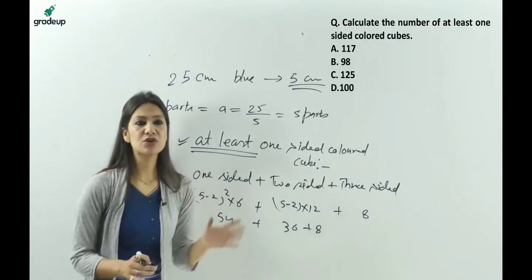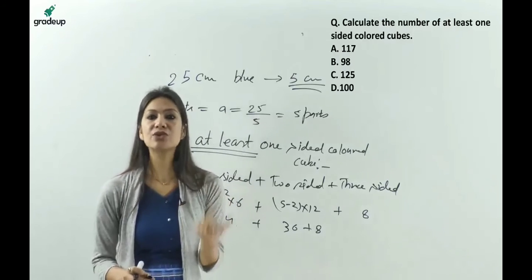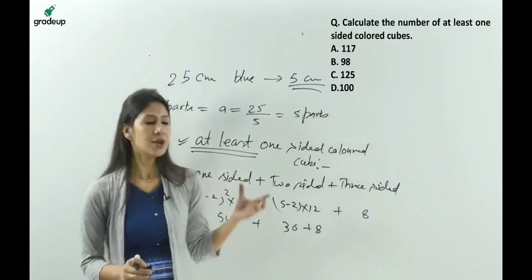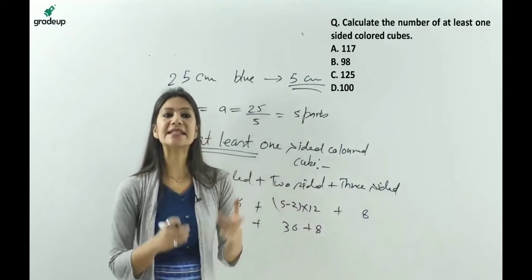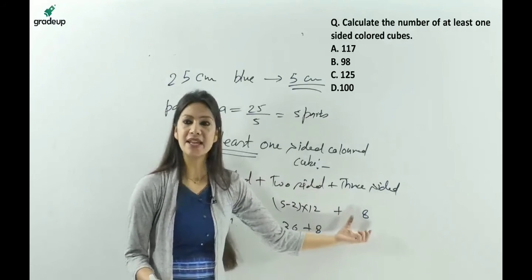Okay, if suppose the question is to calculate at least two-sided colored cubes, what will you do? You have to select from here two-sided plus three-sided. If the question is at least three-sided, then you will mark only 8.